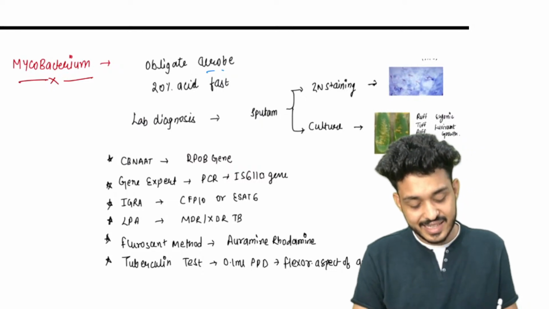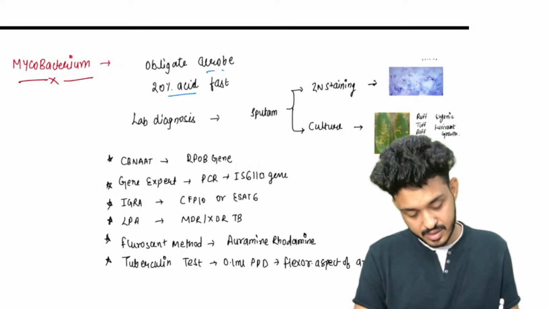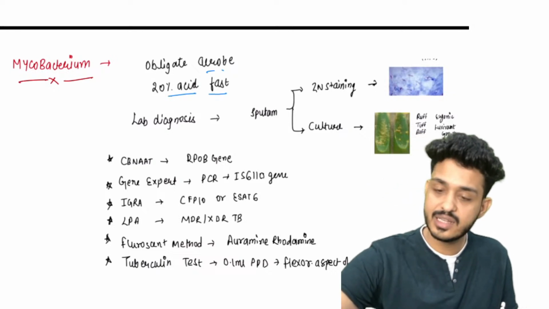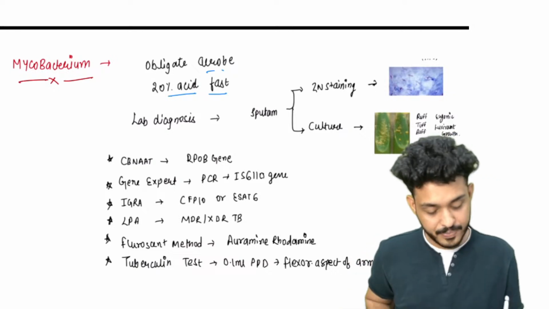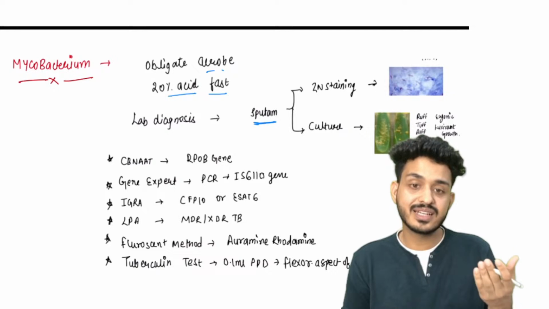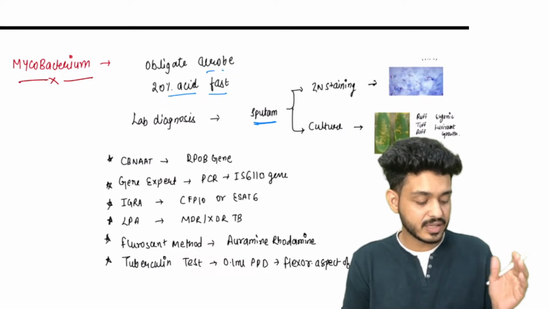Okay, second thing, it is 20% acid fast. It is how much acid fast? It is 20% acid fast. Okay, next thing, we are having lab diagnosis. What is 5% acid fast? Which one is 5% acid fast?